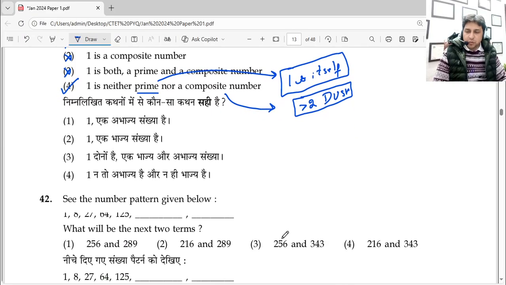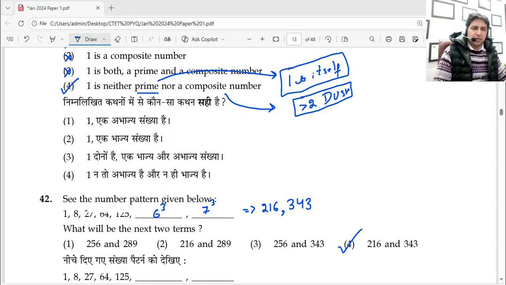Question 42: 1, 8, 27, 64, 125. If I see it carefully, this is 1 cube, this is 2 cube, 3 cube, 4 cube, 5 cube. So this should be 6 cube, and this should be 7 cube. Now 6 cube is 216 and 7 cube is 343. So the answer is option number 4.